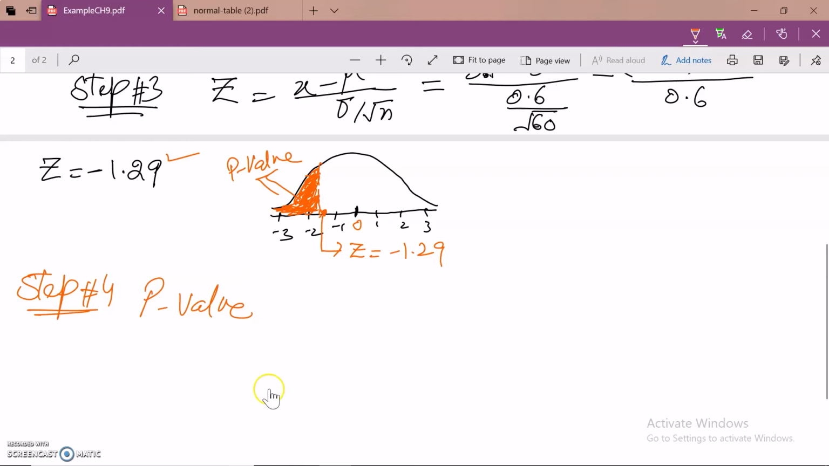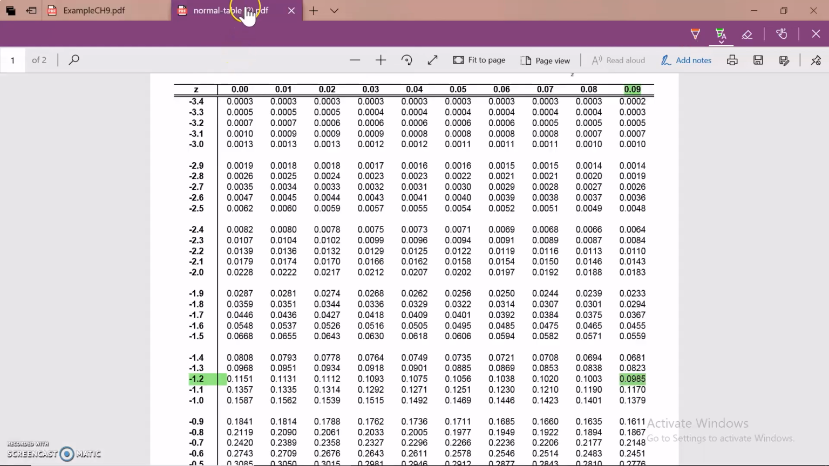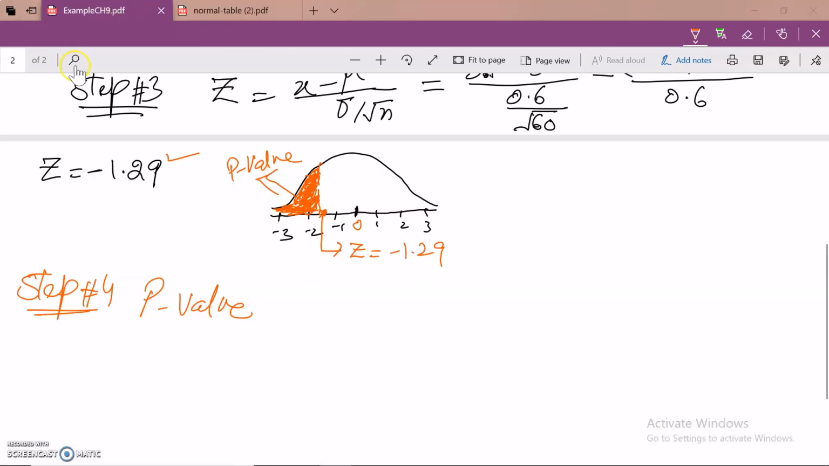Let me calculate this via table. I already have opened this table. This is minus 1.29 and this is 0.09. So the value comes out to be 0.0985. This is the value I'm talking about, 0.0985. Let's go back. So the p-value comes out to be 0.0985. This is our p-value corresponding to this test statistic, right?